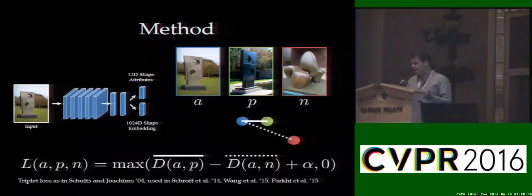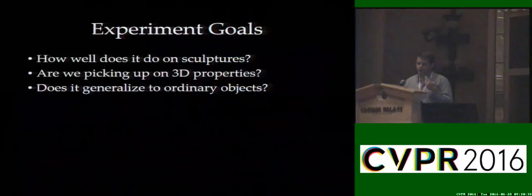So that gives us our method, and we have our data set. So now we can turn to the experiments. And the goals of our experiments are to answer the following three questions. The first is, how well does it do on these sculptures? Basically, how well are we doing? The second is to try to get additional confirmation that we're picking up on the actual 3D properties as opposed to something else in the background entirely. And finally, we want to make sure that it generalizes to more ordinary objects.